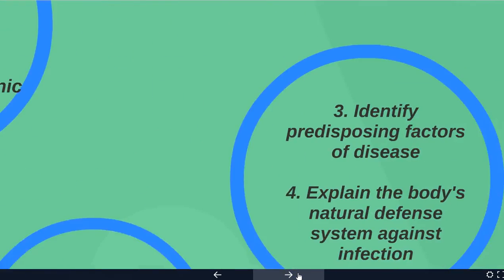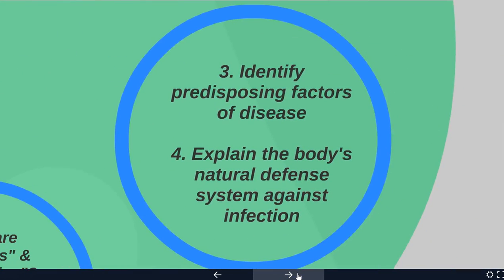So let's look at number 3, where we want to identify the predisposing factors of disease. Those predisposing factors are age, gender, lifestyle, environment, heredity, and immunodeficiency. What I would like for you to remember is that although the recognition of these risk factors may be significant in prevention, diagnosis, and prognosis, it does not precisely predict the occurrence of disease, nor does the absence of predisposing factors necessarily protect against the development of a disease.